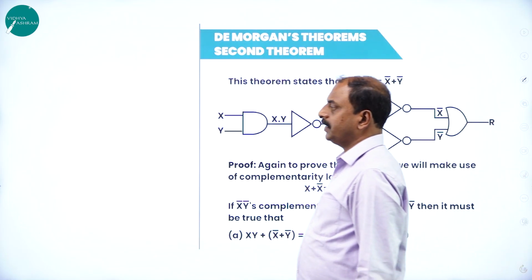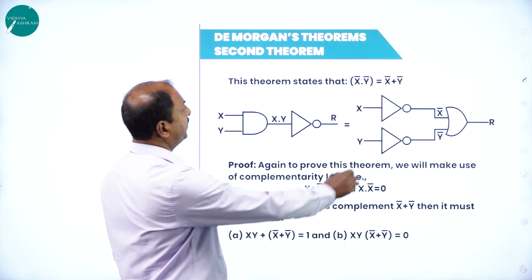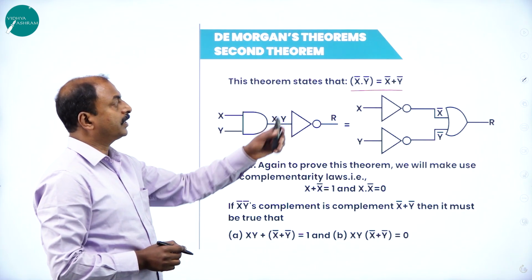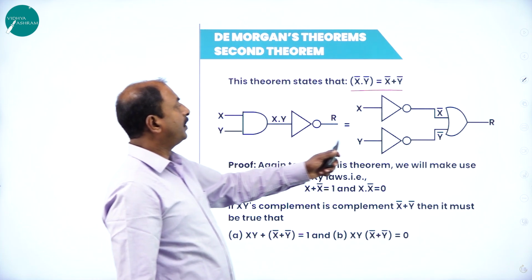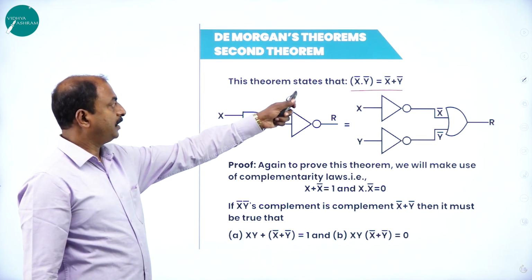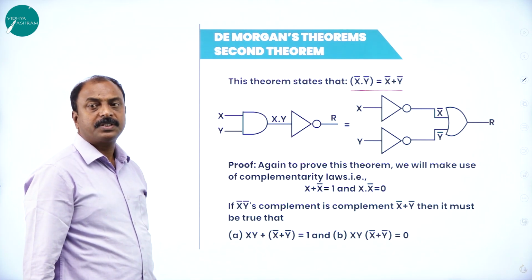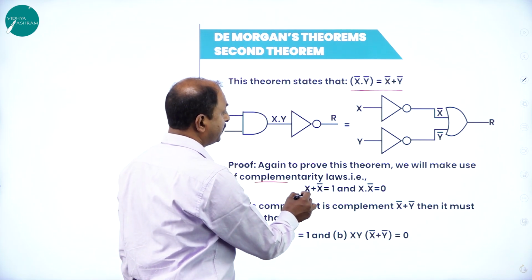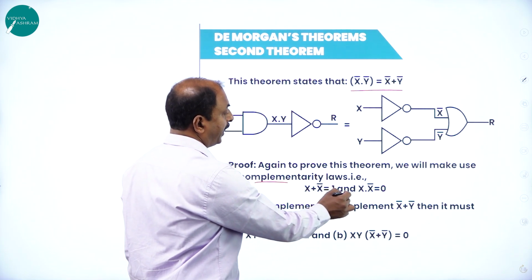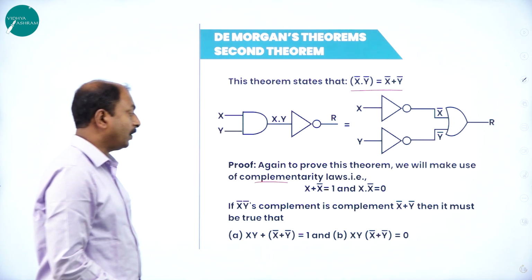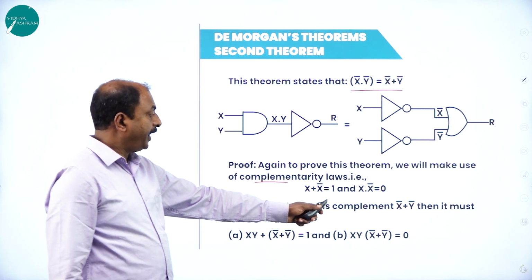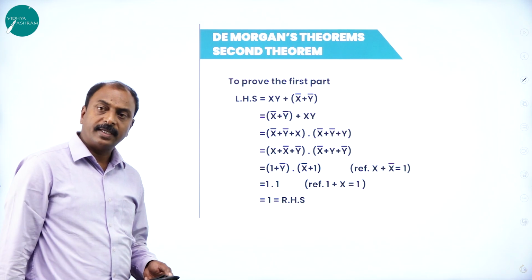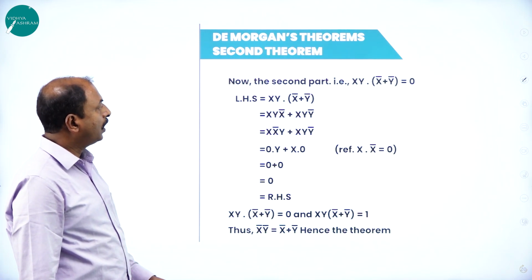Now De Morgan's second theorem. It states that not (x into y) equals not x plus not y. This is De Morgan's second theorem, and this is how to draw a logic circuit for it. Again we have to prove this theorem by following the complementarity law, that is p plus p naught equals 1 and p into p naught equals 0, or x plus x naught equals 1 and x into x naught equals 0. This is how we have proved it algebraically.